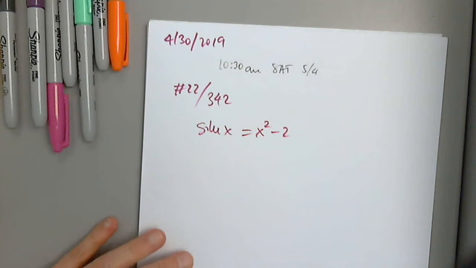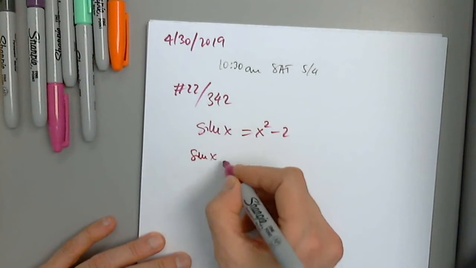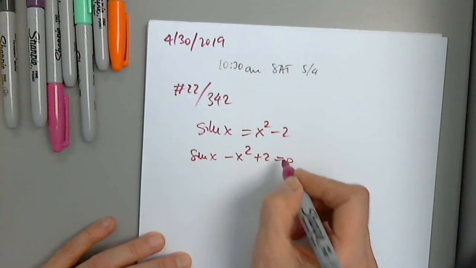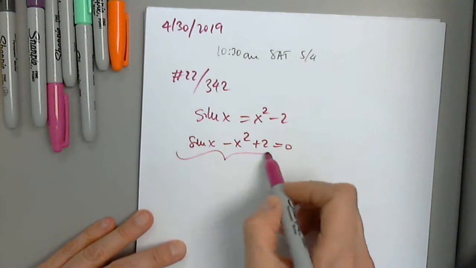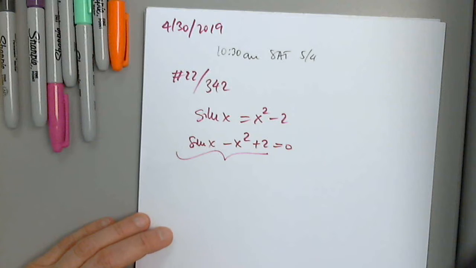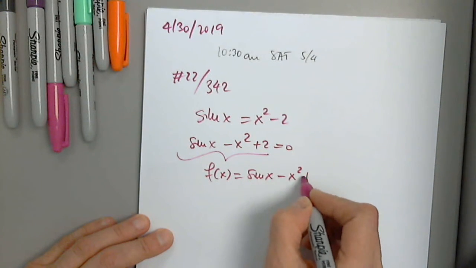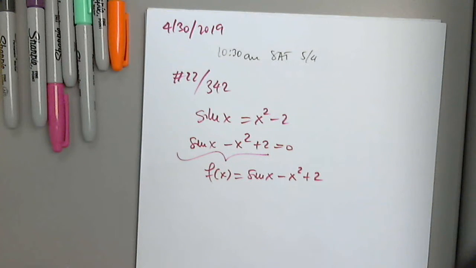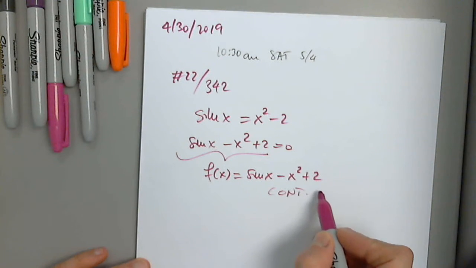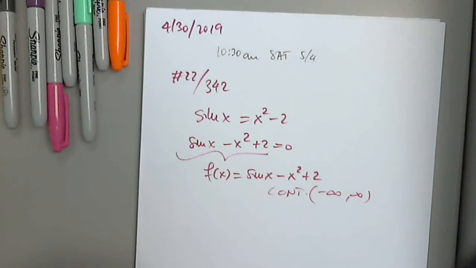So the first step is sine x. We have to create the equation that gives us the function. So we are moving everything to the left-hand side, and this is function f of x, which is sine x minus x squared plus 2. I know that this is a function continuous everywhere. I only have to determine an interval, preferably of 1 unit length, that has this function changing its sign.